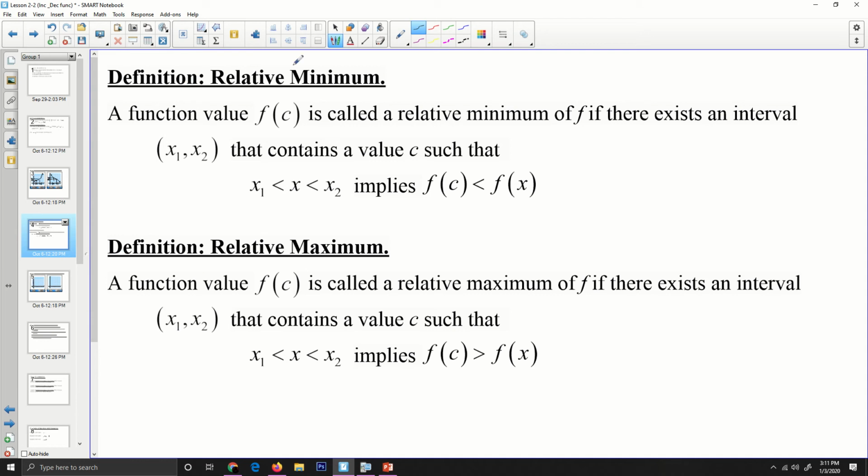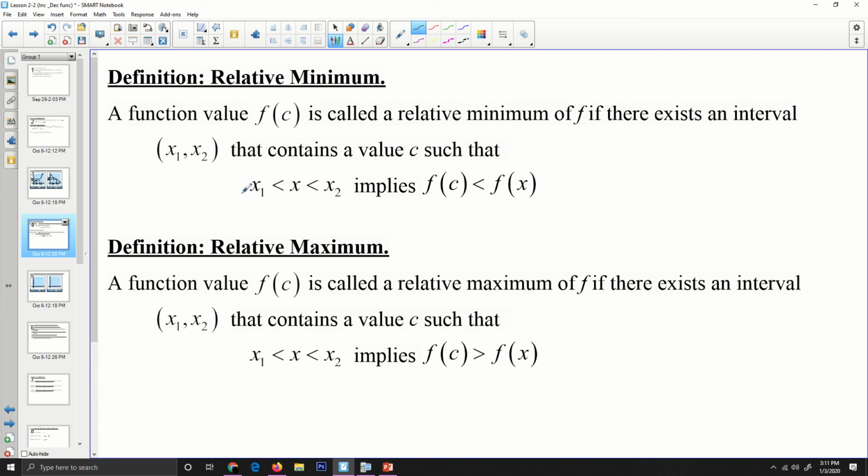So relative minimum is a similar expression. I'm going to call f of c a relative maximum if there exists some interval between x1 and x2 so that for any x that you pick between these two points, f of c will be bigger than f of x. And if you do it for a minimum, f of c will be smaller than f of x. And for a maximum, f of c will be greater than f of x.